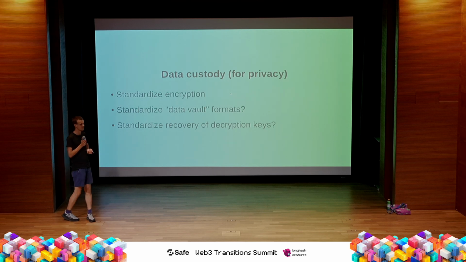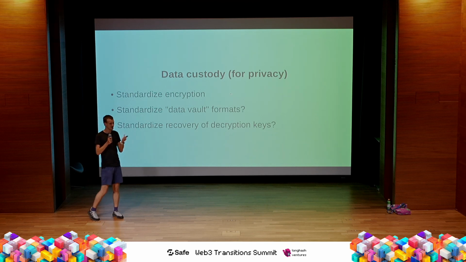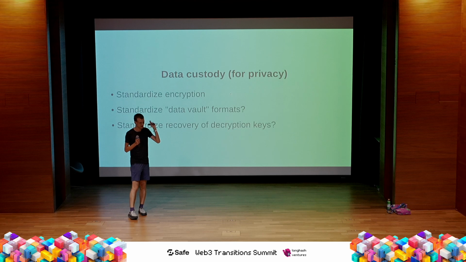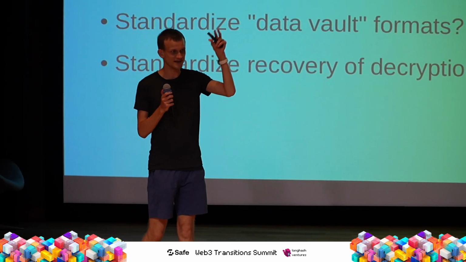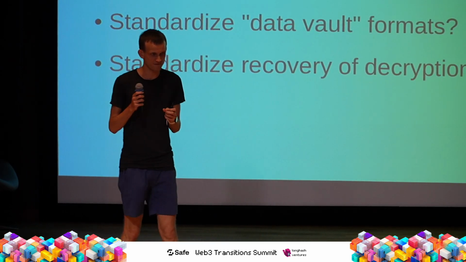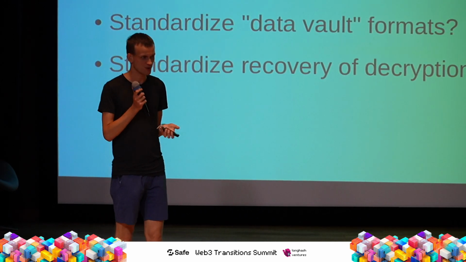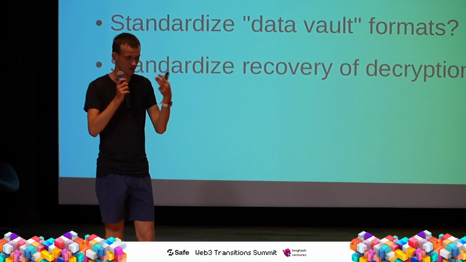Data custody for privacy. Standardizing encryption. This is one of those areas that has kind of stalled a bit. There used to be a feature in MetaMask where you could encrypt to an address and it would just provide a public key. But then that feature got taken offline basically because of fears that there are potential unknown dangers in using the same key for signing and for encryption.